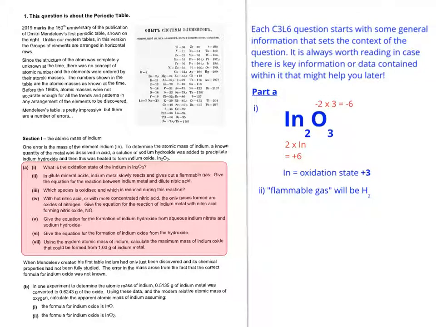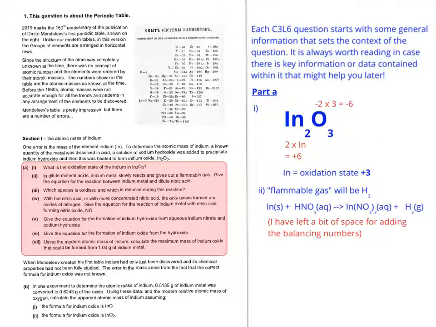So in part 2 it says, in dilute mineral acids, indium metal slowly reacts and gives out a flammable gas. Obviously, if you think back to GCSE and before that, you'll know that metals react with acids to give hydrogen. So that allows us to construct an equation between indium metal and dilute nitric acid. I've left a bit of space for adding the balancing numbers in. Remembering that the nitrate ion is -1, so in HNO3, if NO3 is -1, then hydrogen will be +1. Any uncombined elements are obviously going to be 0.